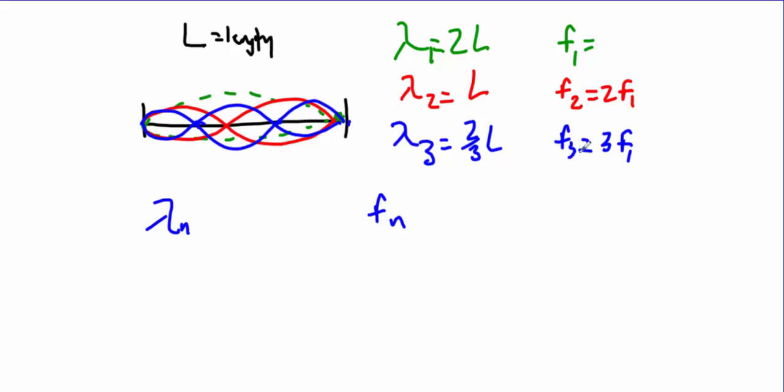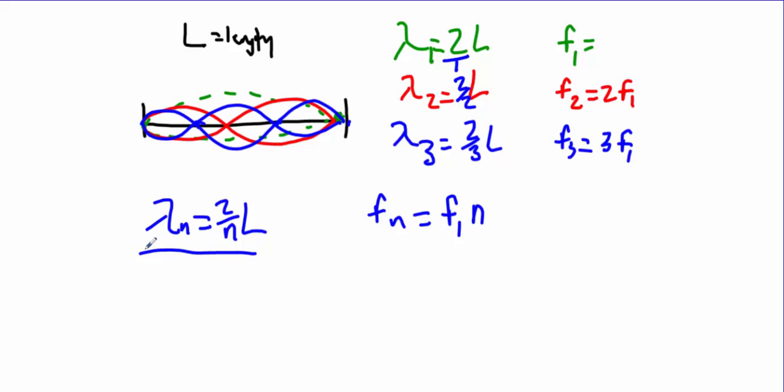And so we can come up with formulas for these where basically, if you look, this is 2 over 1, this is 2 over 2, this is 2 over 3, and this pattern fits. So the wavelength of the nth harmonic is given by 2 over n times the length of the string that it's vibrating on. And the frequency of the nth harmonic is given by the fundamental frequency times n, whichever frequency we're looking for, whichever overtone we're looking for.